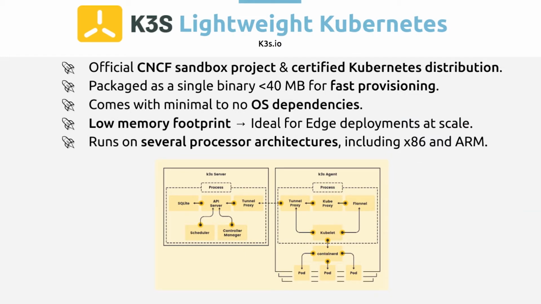The second technology that we are going to look at is K3s. So K3s is now an official CNCF sandbox project. It's a certified Kubernetes distribution and is ideal for edge deployments because it's packaged as a single binary, less than 40 megabytes. So it has fast provisioning, and comes with minimal to no operating system dependencies. It also can run on several processor architectures from Intel x86 to ARM.